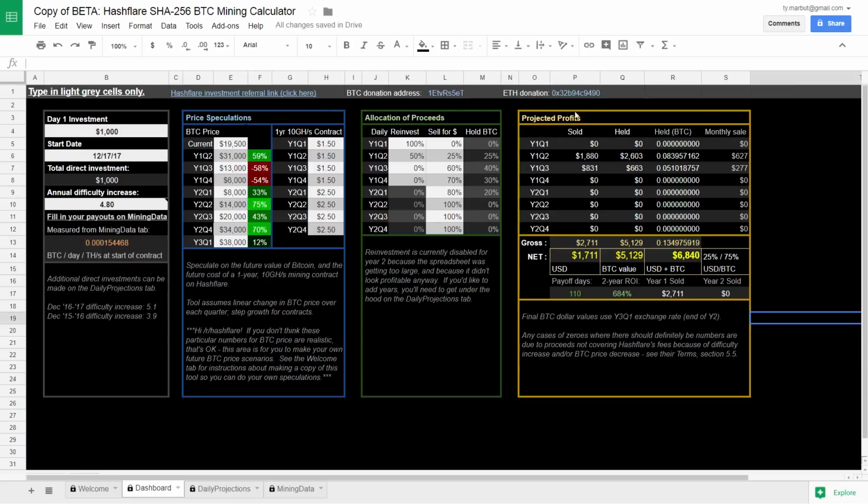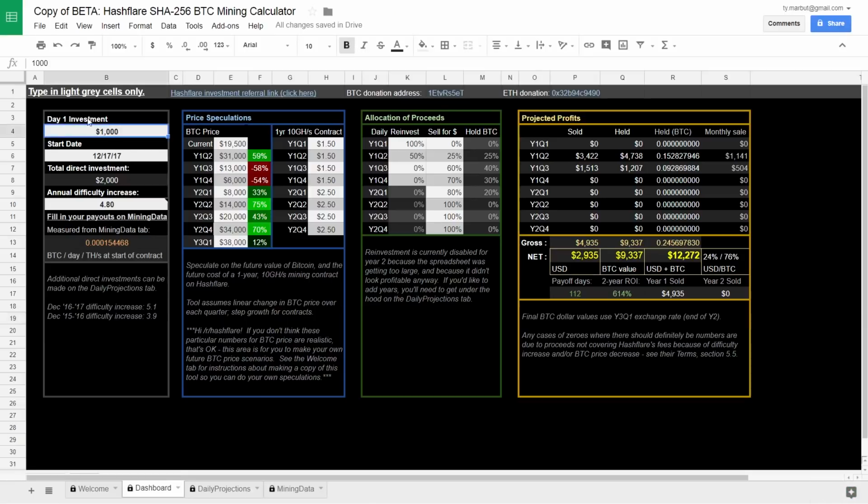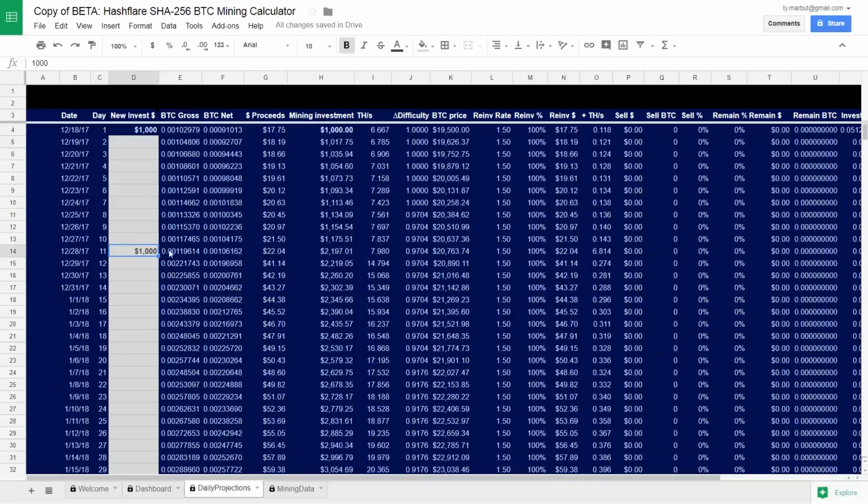Let's break this open just a little bit and go under the hood and see the daily projections tab. There is one thing over on daily projections that you can edit, and it's in this new investment. If we want to invest another $1,000 right here, we type in another $1,000, and you'll see that the gross Bitcoin has changed, and our mining investment right here is changed, and all that stuff. So this is where you can go and invest more. And if we go back over to the dashboard, you can see the day one investment was 1,000, but now our total direct investment is 2,000, and these numbers have come up. So just to give you an idea what that's doing. I'll go ahead and take that out so we don't get confused.